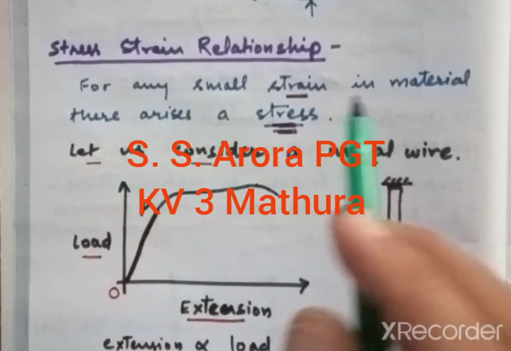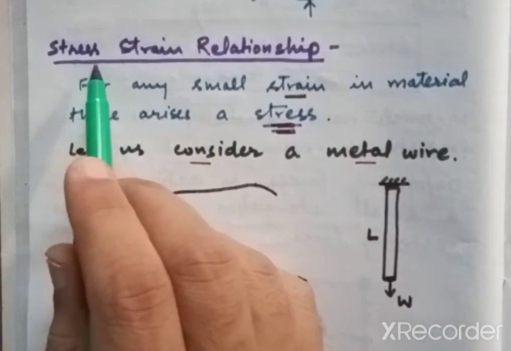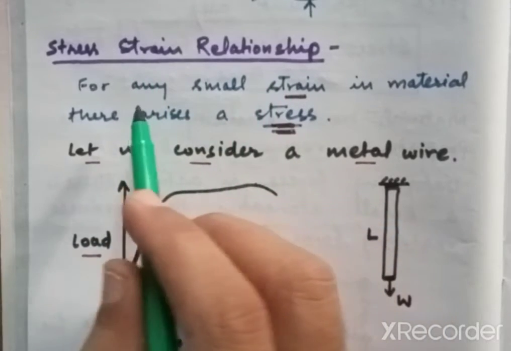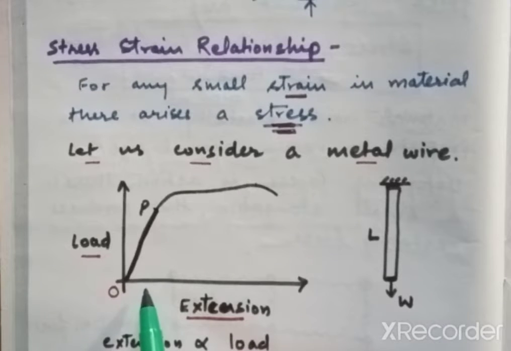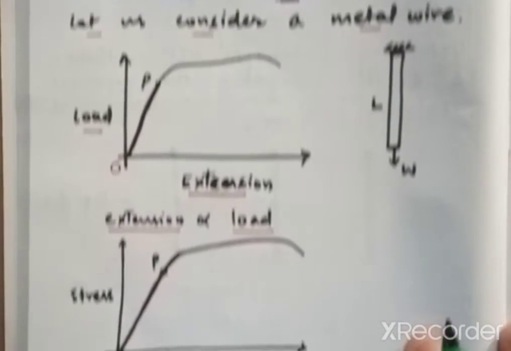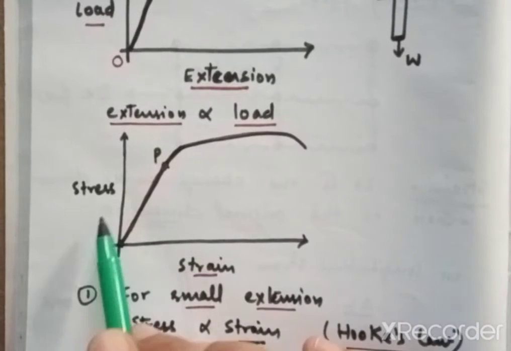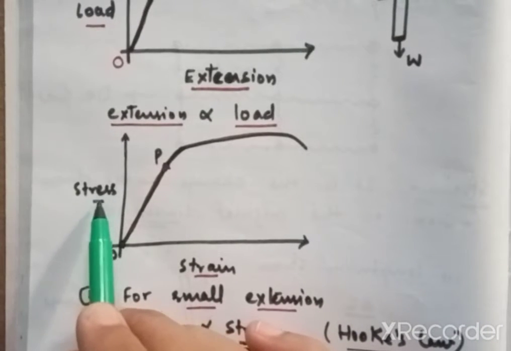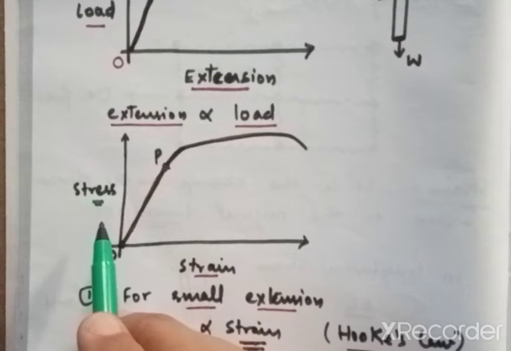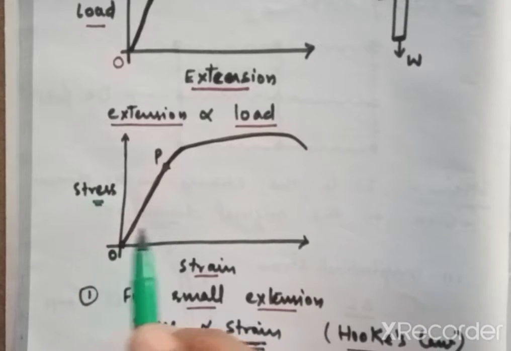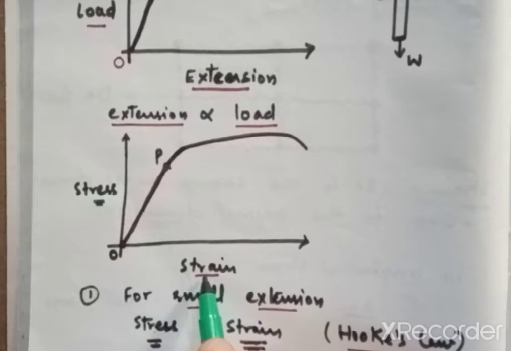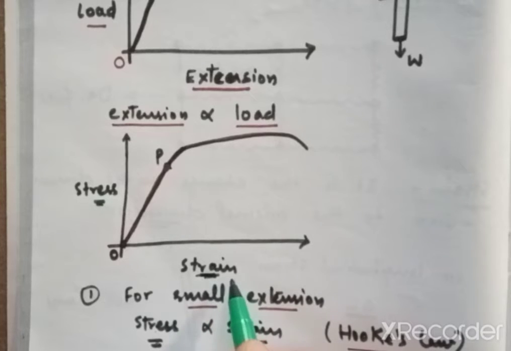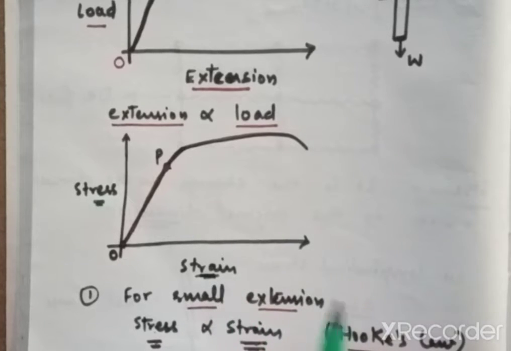So here the topic is stress strain relationship. We are going to plot a graph between the stress and strain. Stress, as we know, is the restoring force developed in the material per unit area, and strain, we know, is the change in dimension per unit dimension.